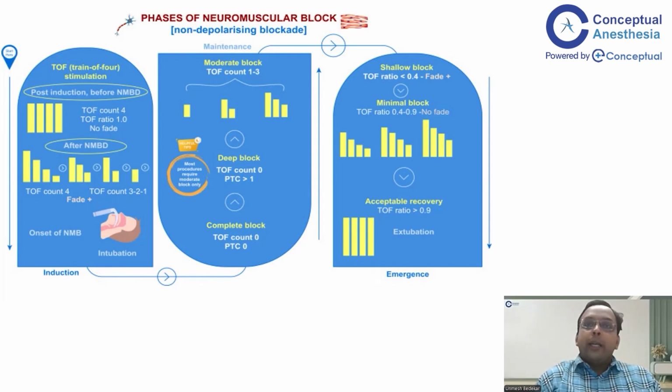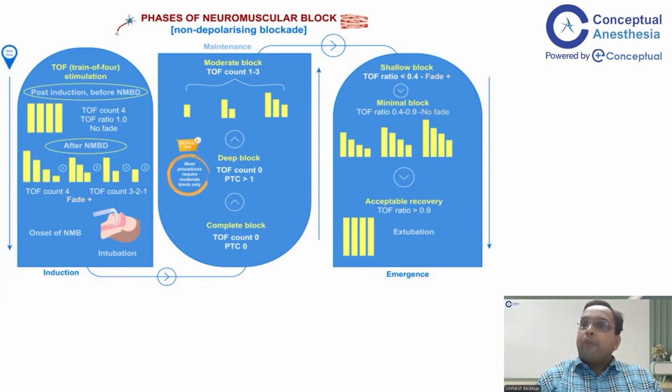Now, if you want a deep block, you can go for a PTC of 1, but the TOF count should be 0. And most procedures require only a moderate to deep block. There are certain conditions where intraoperative neuromonitoring is required, where you want the TOF count to be 3 or 2 so that you can do the monitoring, especially motor evoked potential monitoring done in neurosurgery, spine surgery, and complex scoliosis surgeries. So in these cases, TOF monitoring is mandatory.